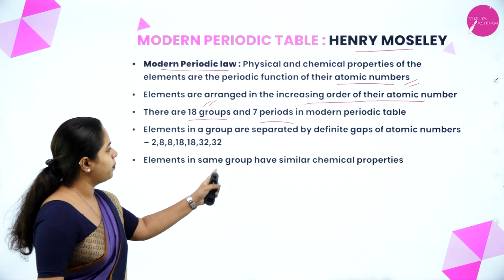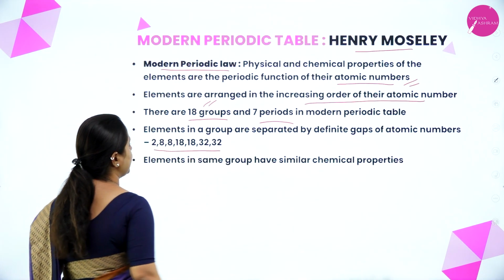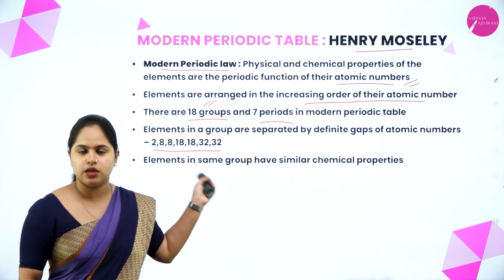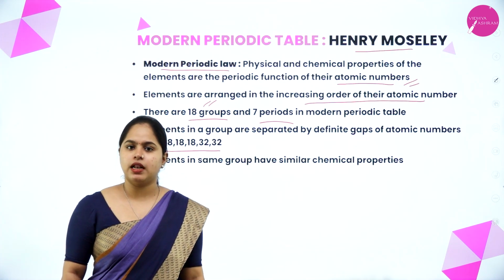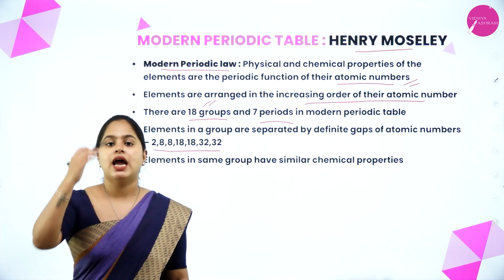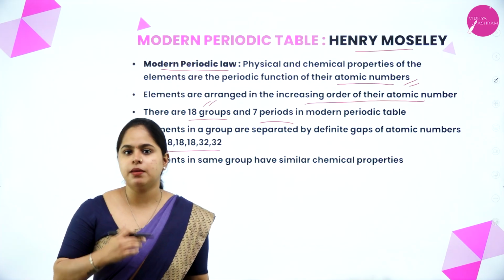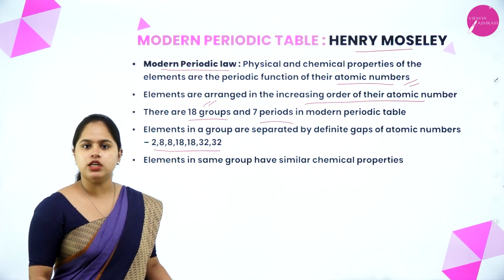And elements in a group are separated by definite gaps of atomic numbers 2, 8, 18, 18, 32, 32. This, what it is, I will explain. And elements in the same group have similar chemical properties. We already know that. In the same group, elements will have the same chemical and physical properties. So this is about the modern periodic table.